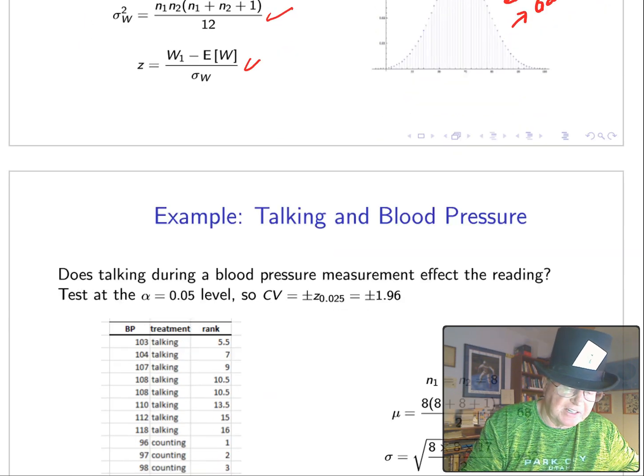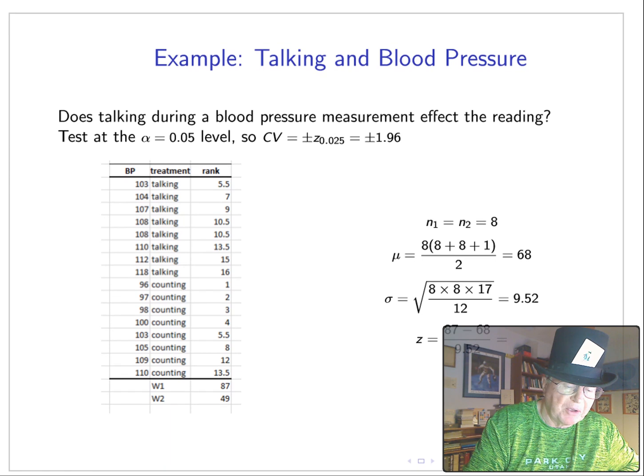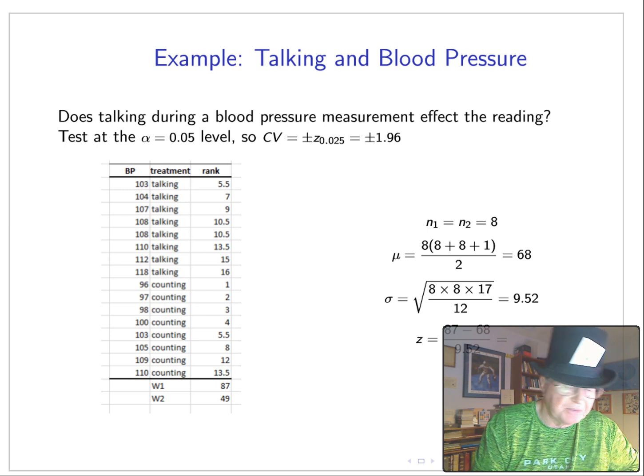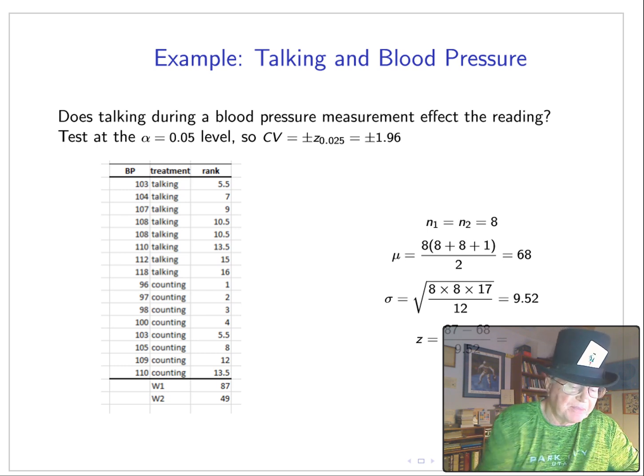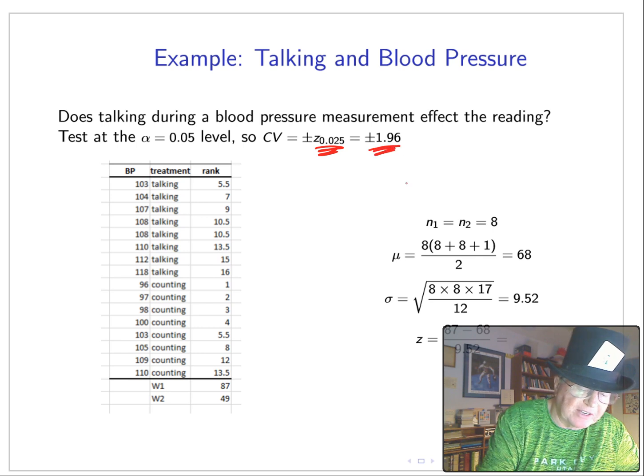So let's look at an example. We have this problem where we wanted to know if talking elevated blood pressure when you're having your vitals taken in the doctor's office. We're going to test this at the 5% level, and we're going to do a two-sided test. We'll use 2.5% on either tail, and that'll give us a critical value of 1.96.